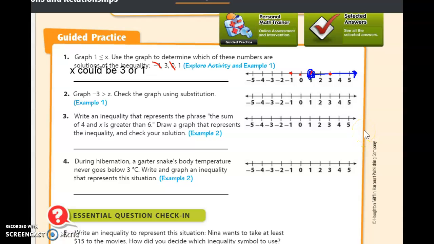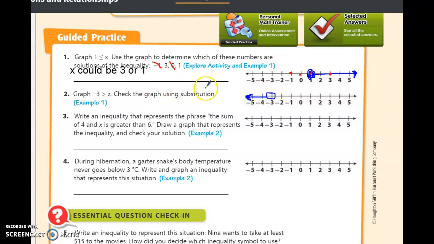All right, number 2 says graph -3 is greater than z. Check the graph using substitution. So first let's graph it. We know that -3 is going to be bigger than z. It doesn't say it's equal to, so we know we're going to have an open circle at -3 because it can't be -3. And -3 is greater than z, so z has to be somewhere way down here on these sides. Any number down that way would work.